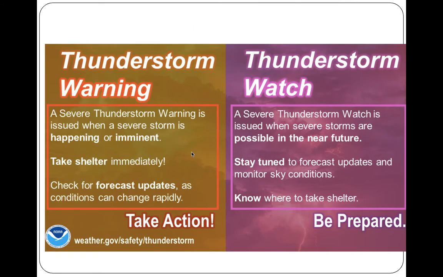The last thing I want to talk about is a warning versus a watch. We see both on the news. What's the difference? Well, a watch is issued when it's possible to have a severe thunderstorm in the future. So you'll want to start thinking of places, if you're outside, where can I go to find shelter? You want to keep updates on the current forecast, look at radar maps, etc. And then in a thunderstorm warning, this is when a severe storm is happening or is right about to happen.